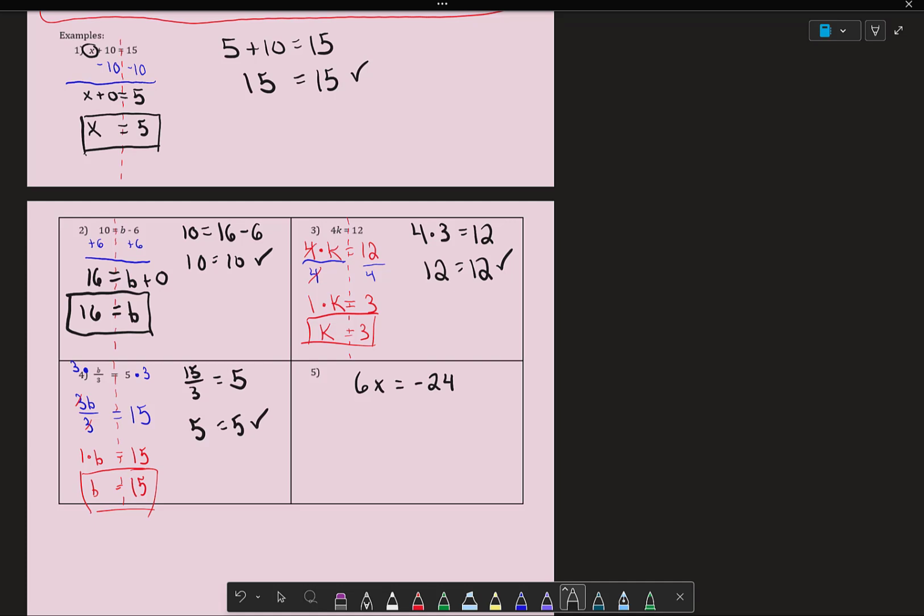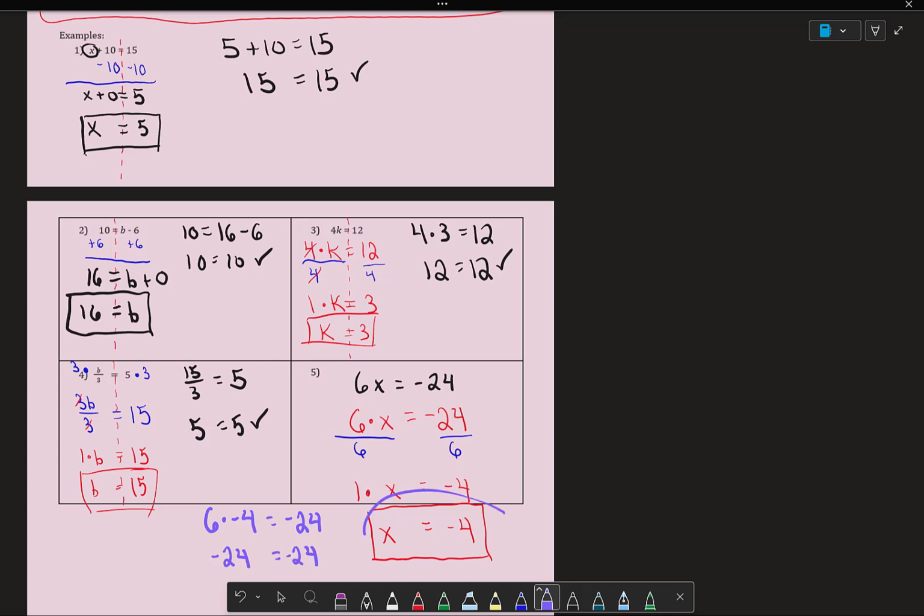3, 2, 1. So there's my work, and there's my answer. I got an answer of x equals negative 4. And of course, when I take negative 4 and substitute it back in for x, 6 times negative 4, a positive times a negative, gives us a negative. So negative 4 is the solution.